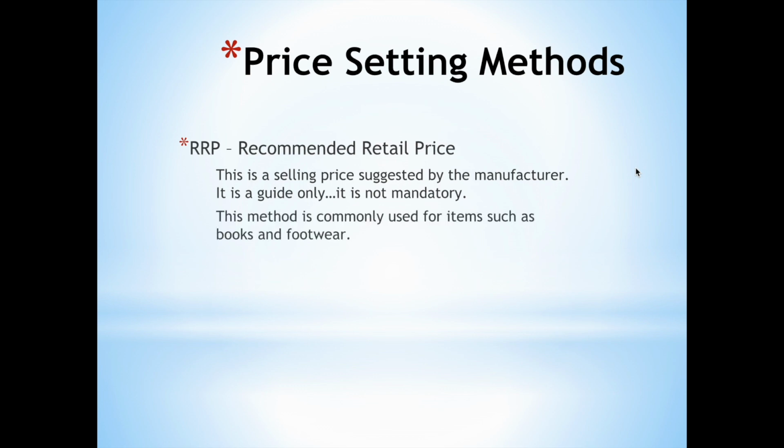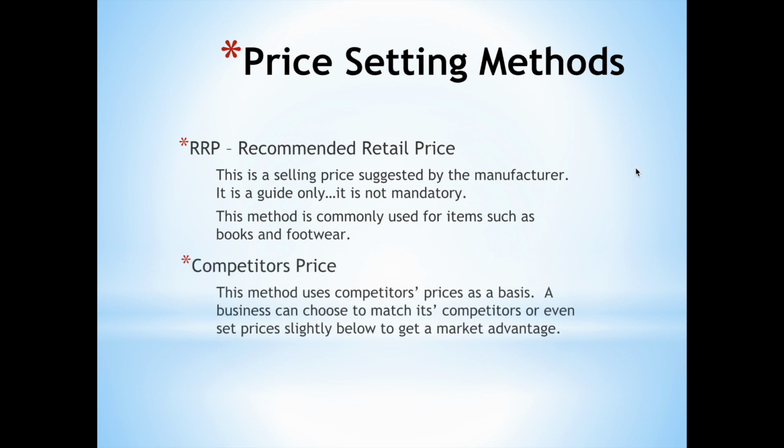This method is commonly used for items such as books and footwear, because books and footwear are manufactured by a manufacturing company and then are sent in stock to a company such as Dymocks or, let's say, Skechers. The next one is competitors' price. This method uses competitors' prices as a basis. A business can choose to match its competitors or even set prices slightly below for a market advantage.